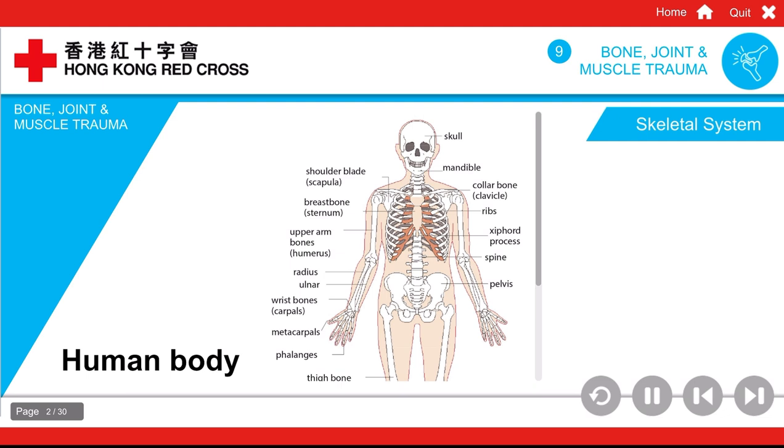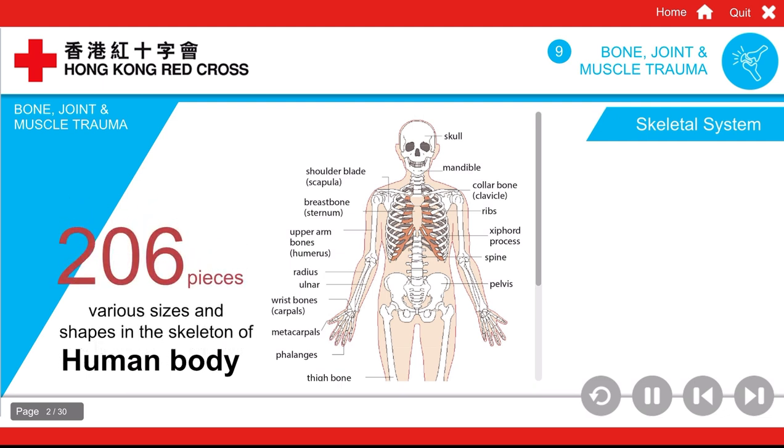We'll start with introducing the skeletal system. There are 206 pieces of bones with various sizes and shapes in the skeleton of human body. The system has three major functions.